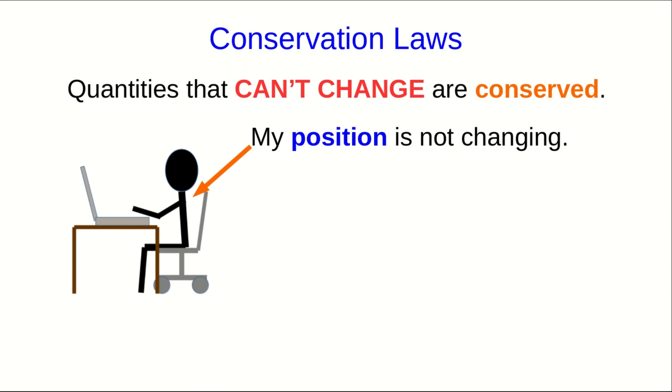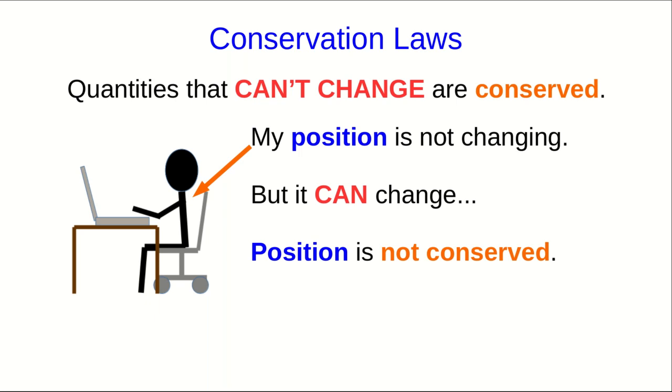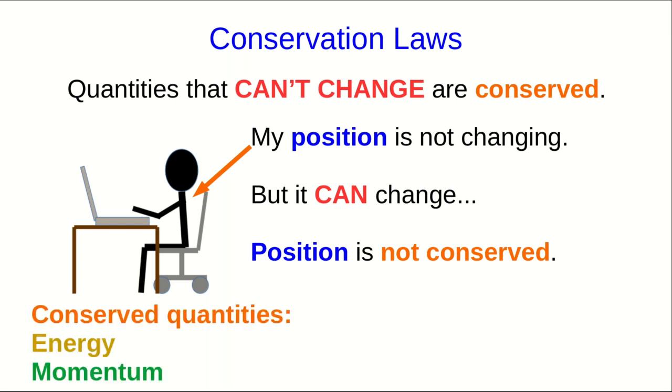As I'm sitting here recording this video, my position is not changing. But it can change. I can get up and walk away from the computer and my position will change. So position is not conserved. The fact that it isn't changing doesn't mean it's conserved. Things that can't change are conserved, and energy and momentum, as we will see, can't change.